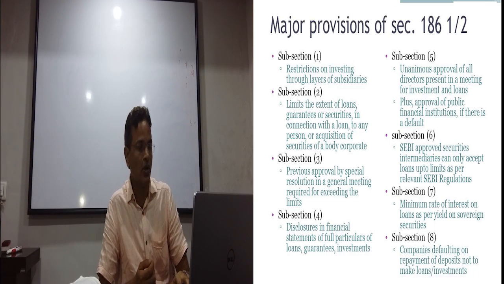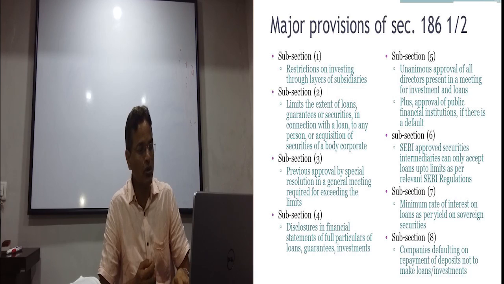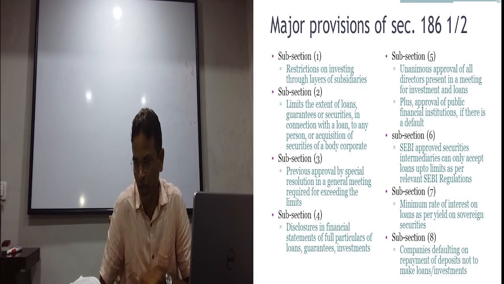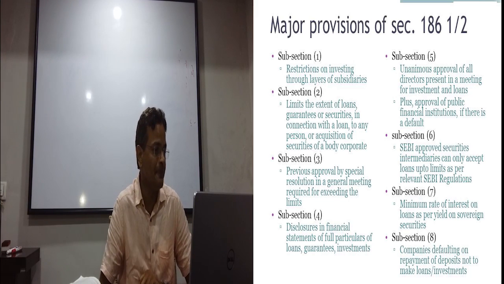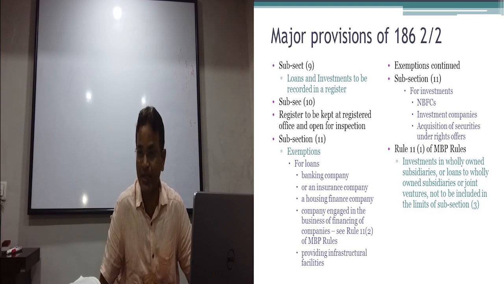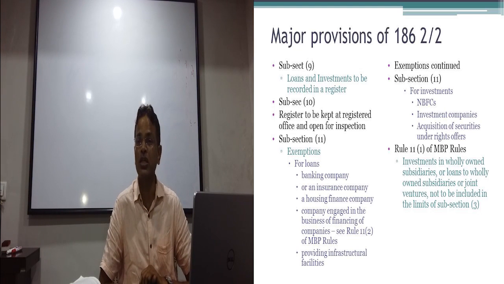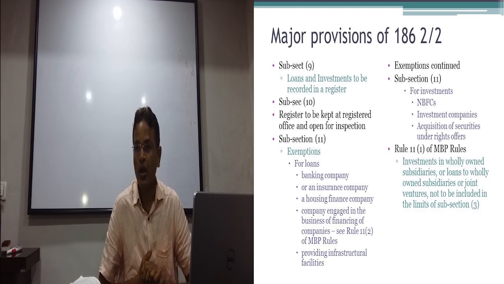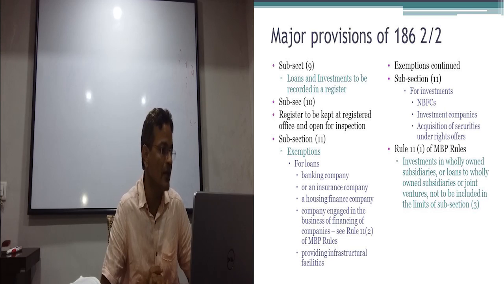Subsection 8 talks about companies which have defaulted in repayment of deposits not to give loans or make investments. Not a section difficult to understand. Subsection 9 talks about the company having to maintain a register in which the company would keep records of loans and investments. This is also dealt with. This is one of the registers which is open for inspection as well.